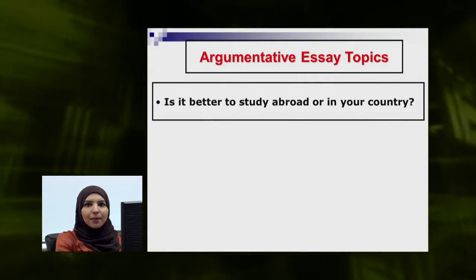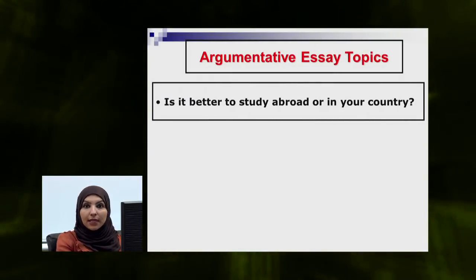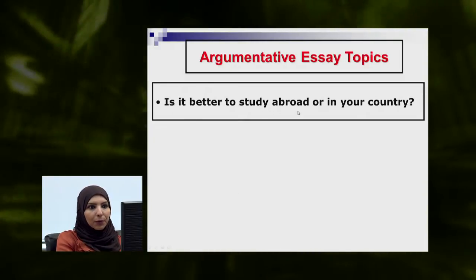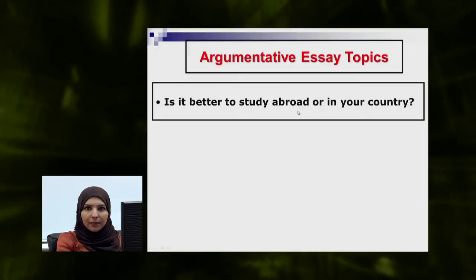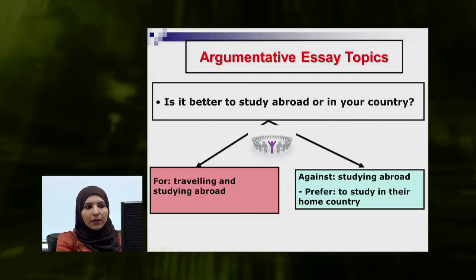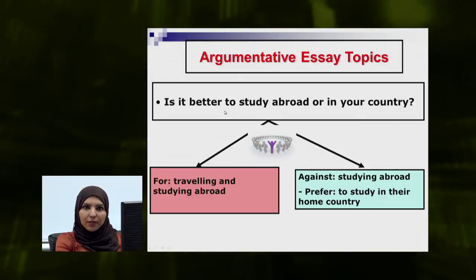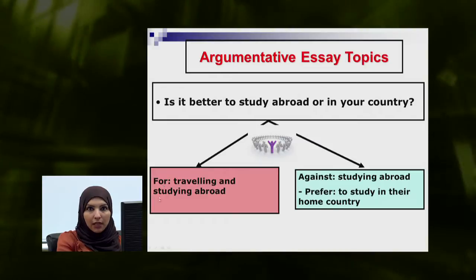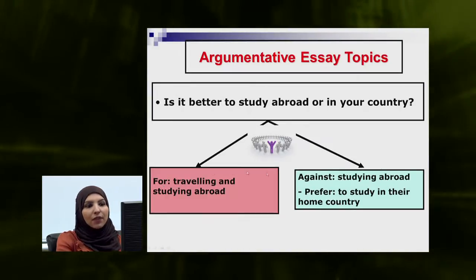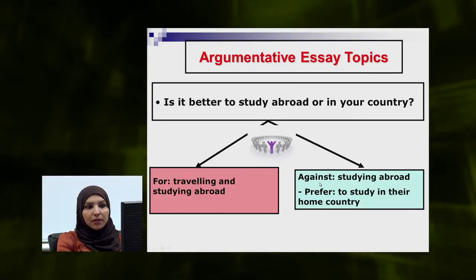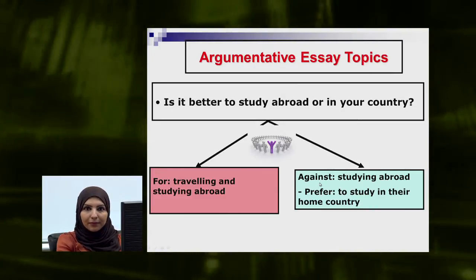The second possible topic that contains an argument is: is it better to study abroad or in your country? This is because people will be grouped into two groups. The first group will prefer traveling and studying abroad. On the other hand, the other group of people will prefer to study in their home country.